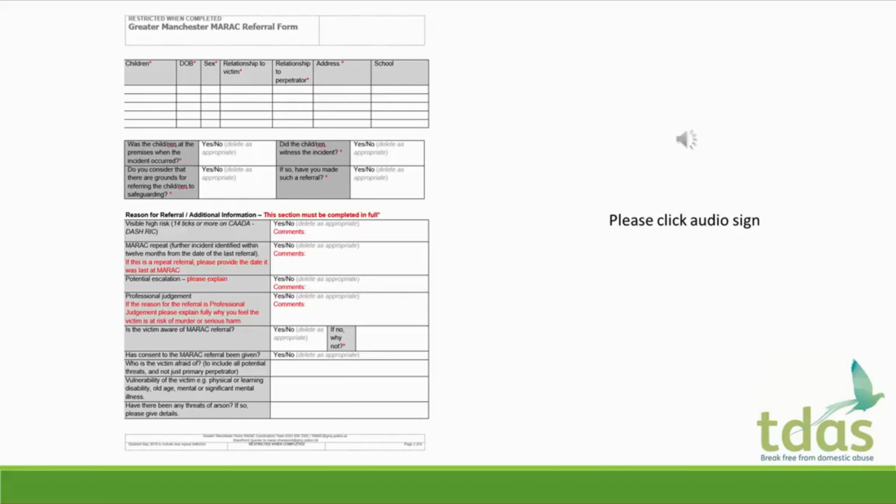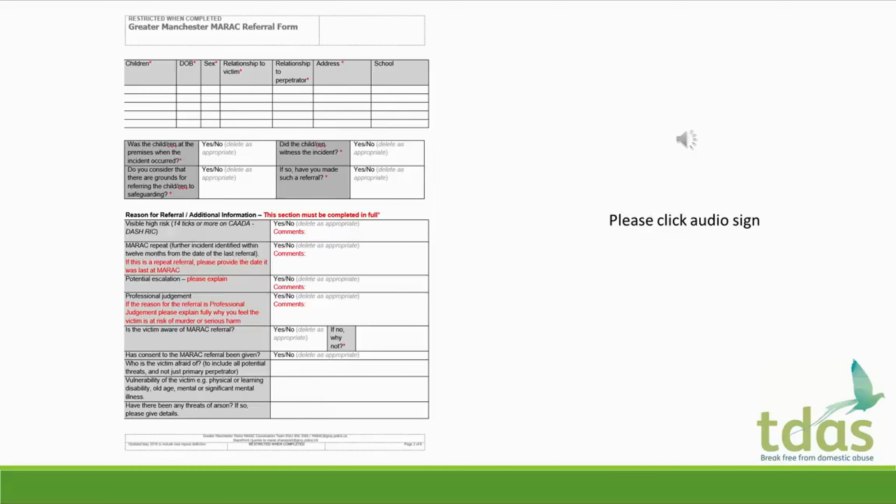The first threshold is 14 yes answers on the risk assessment below. Once you have completed the risk assessment with the victim, a score of 14 or higher automatically places the victim as high risk, and therefore a referral to MARAC should be made. You should add your comments into this box where you can write any details pertaining to the recent incident that has triggered this referral. The second threshold is a MARAC repeat.